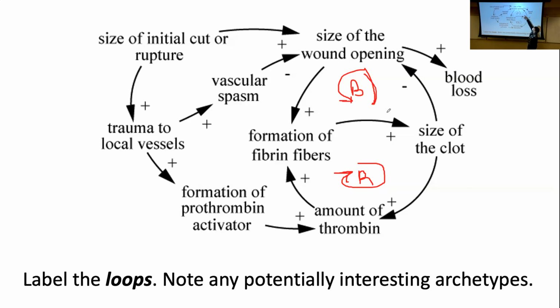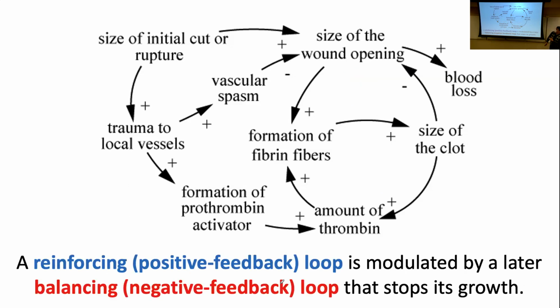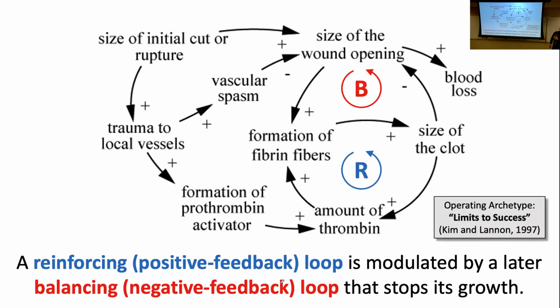And then up here, we see that as the size of the clot increases, the wound opening decreases, which actually decreases the fibers. And so this is the balancing loop that cuts off the action as things seal up. This is the reinforcing loop that recruits the clotting agents to bring things together. And we might be able to find other loops here as well. So that's, again, a more complicated example. And then we hopefully note any interesting archetypes. Again, we're expecting an S-shaped growth archetype. And I think on my next slide, there's the full solution. So any questions about this? Okay.